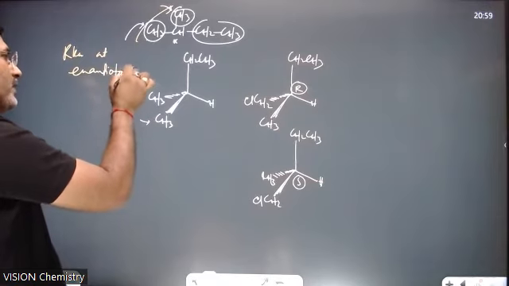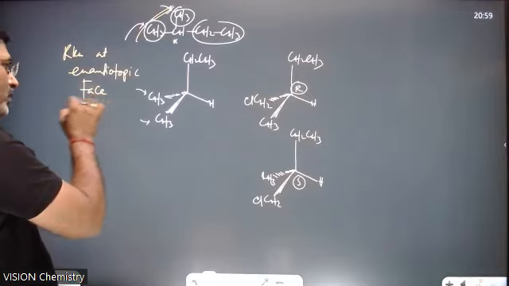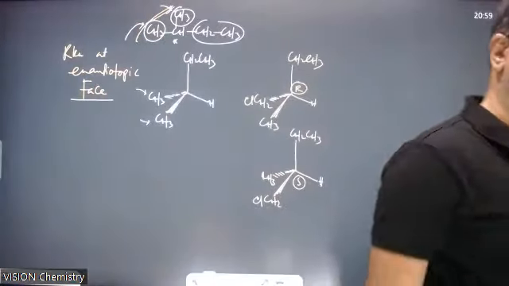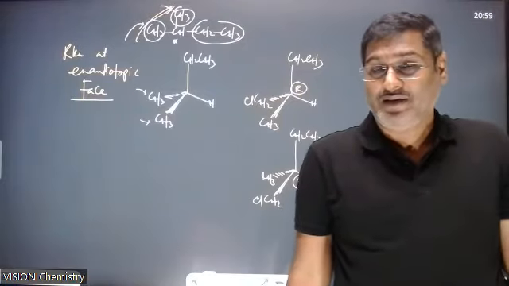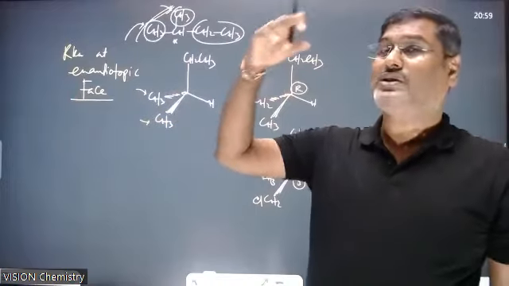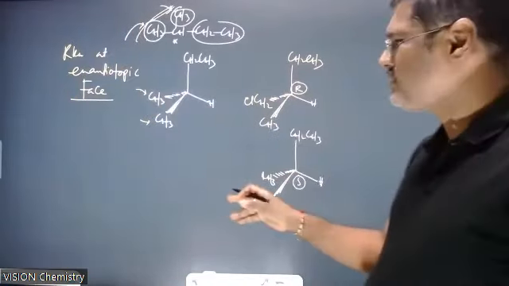Enantiotopic face. This face is called enantiotopic because when the reaction takes place on the enantiotopic face, the chirality appears on some other place. Reaction on the prochiral center is different, and reaction on the enantiotopic face is different. There also racemization takes place.